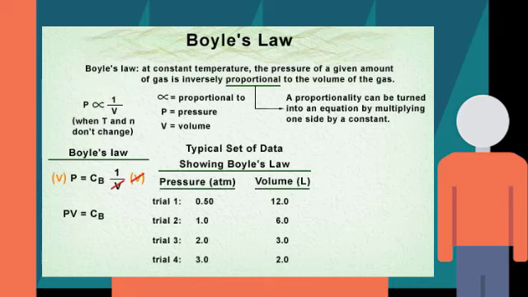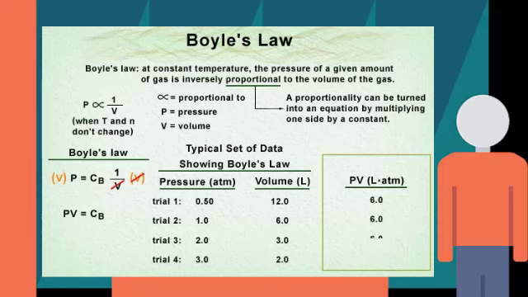Take a look at the data given earlier. Does the pressure times the volume equal a constant? The answer is yes. In each experiment, pressure times volume is constant. In this case, each trial has the value of 6.